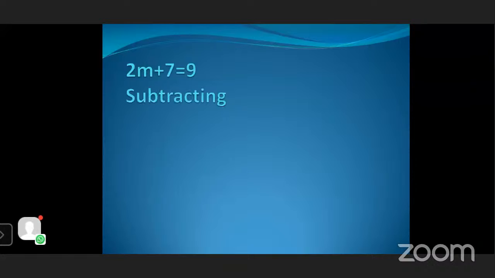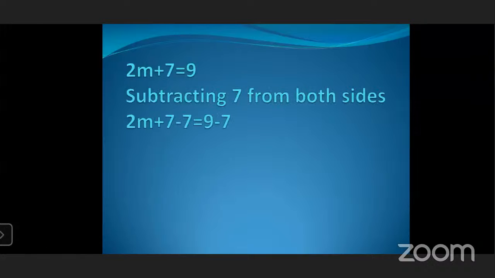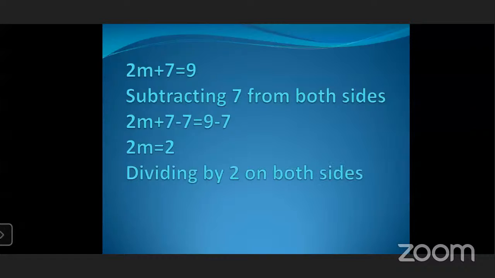Now look at this question: 2m plus 7 is equal to 9. Subtracting 7 from both sides, we get 2m plus 7 minus 7 is equal to 9 minus 7. So 7 and 7 cancel, 9 minus 7 gives you 2. So 2m is equal to 2. Dividing by 2 on both sides, you get m is equal to 1.